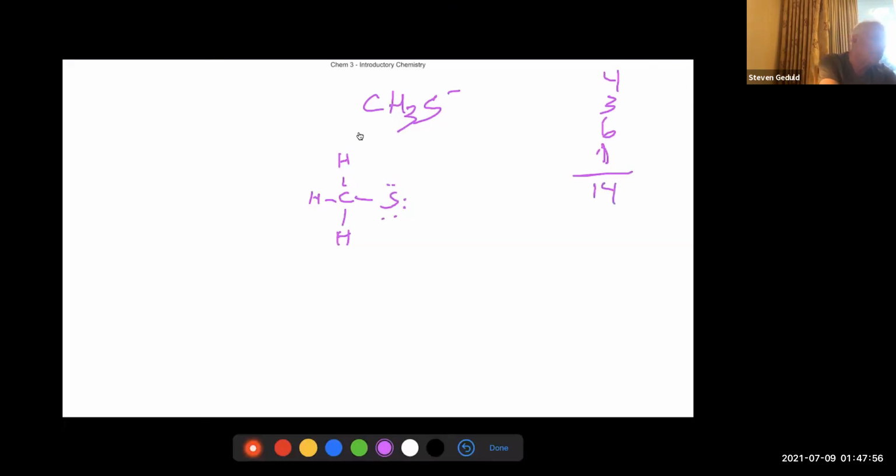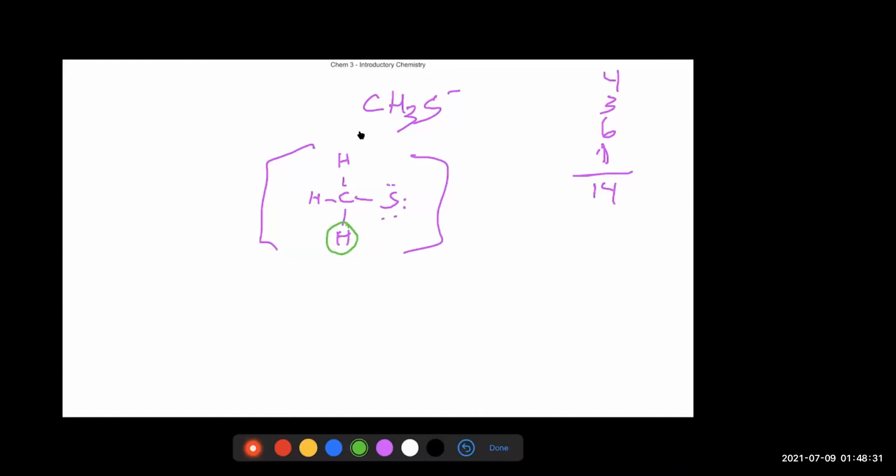So count our electrons, what we have here. We have 2, 4, 6, 8, 10, 12, 14. Okay. Does that look right? That's our Lewis structure. Now it says, also check any one that has a formal charge on it. What's the formal charge on this hydrogen right here? It'd be 0.